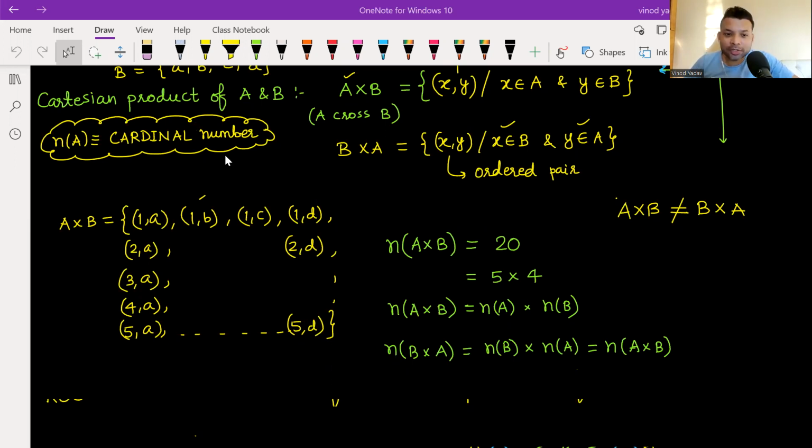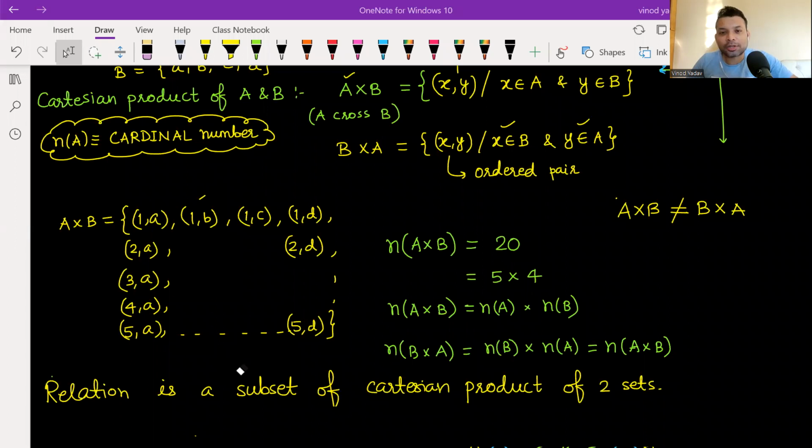Now, finally, what is a relation then? Yes, a relation is a subset of the Cartesian product of two sets. Out of these 20 brackets which you can see, I have created the pool of all the possibilities. From that, I'll pick up some elements, or some brackets, according to some relation. I want to relate the first element with the second element through some logic. Whichever brackets satisfy that logic or relation, I'll pick them up from this set only. That is why I said a relation is a subset of the Cartesian product of these two sets.